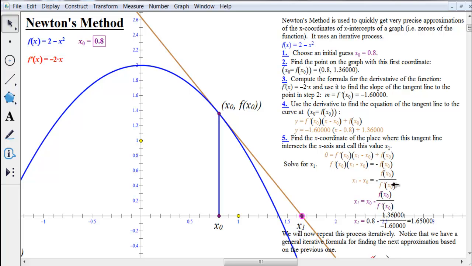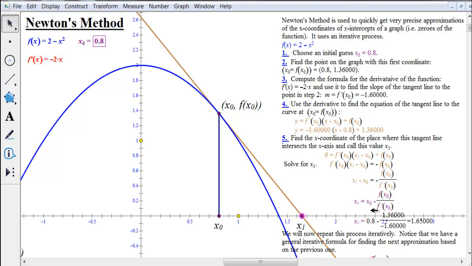That's pretty cool. Now we just add x sub 0 to both sides, and now we have x1 by itself. So we have a formula here for how to get x1 if we know x sub 0, the formula for the function, and the formula for the derivative.